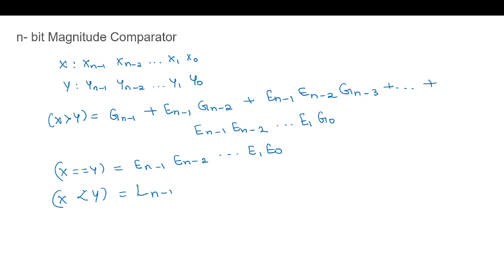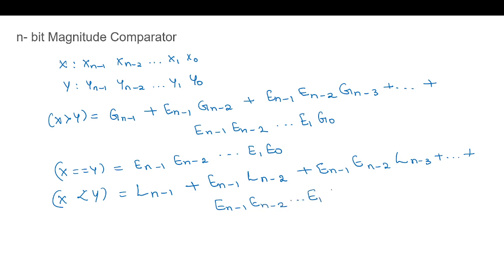And similarly for less than. The MSB is itself less, or it is equal and the next bit is less. So you can see instead of greater, now we have to check whether it is lesser. So instead of G, now it is L n minus 1, plus E n minus 1 L n minus 2, and so on, plus all the bits from MSB down till E1 are equal and L0.